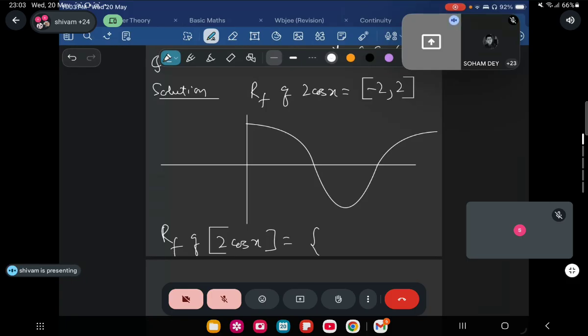It can be -1, or +1, or 0, or 1, or 2. Right. Oh, acha, -2 is also possible. Yes, sir, -2. So -2, -1, 0, 1, 2. These are the values it can take.